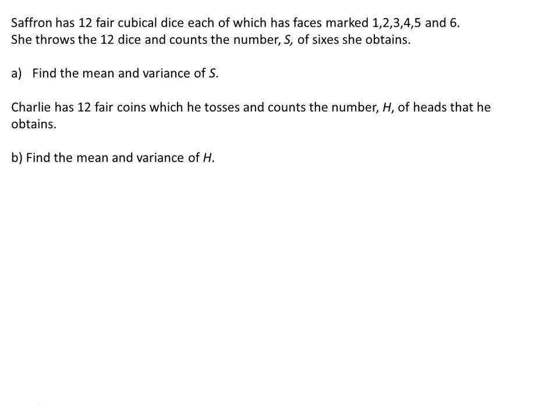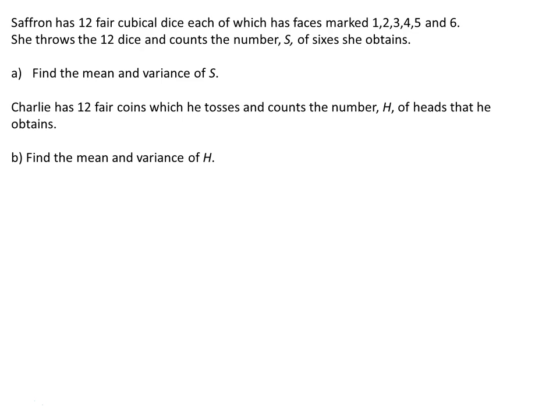For our final example, we have Saffron, who has 12 fair cubical dice, each of which has got faces marked 1, 2, 3, 4, 5 and 6. And she throws those 12 dice and counts the number of sixes that she obtains. And we've got to find the mean and variance of S. And then Charlie's got 12 fair coins which he tosses, counts the number of heads he obtains, and we've got to find the mean and variance of the number of heads that he obtains.